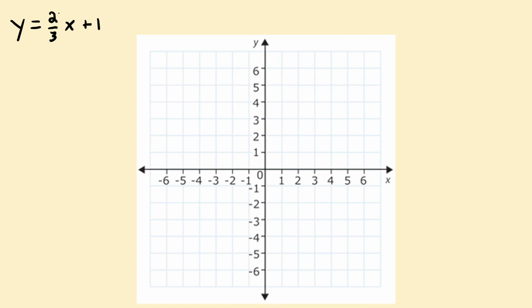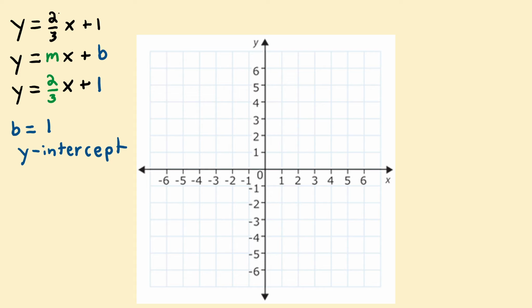For our final example, let's write out our formula and then start color-coding our values. m is 2/3 and b is 1. Our b of 1 is our y-intercept and our starting point for drawing out our line. We'll go to our y-axis and find the value of 1. That will be the first point on our line.